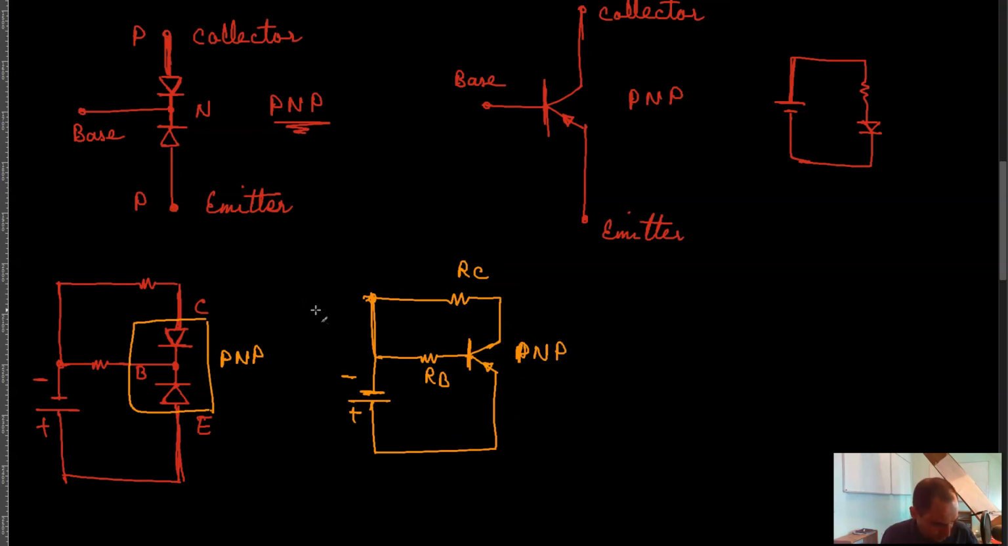Okay, so that is the schematic of PNP and NPN transistors, based on the diodes and the forward bias and so on and so forth. In the next video we will talk about a couple of problems related to these BJT transistors. I'll see you in the next video, and thank you.